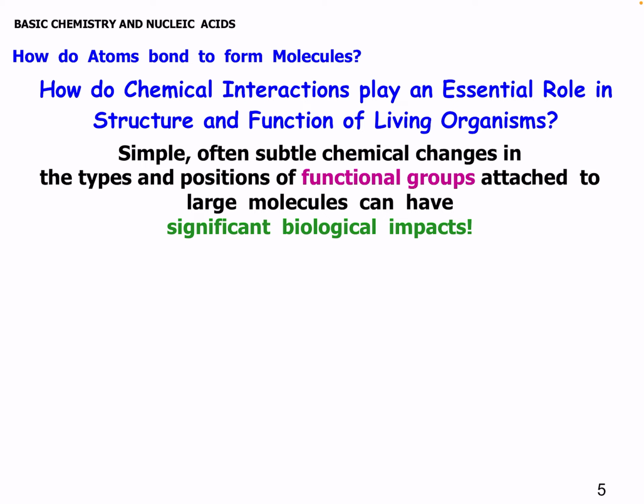So how do chemical interactions play an essential role in the structure and function of living organisms? Essentially, it's quite simple: often subtle chemical changes in the types and positions of functional groups attached to large molecules can have significant biological impacts. So small changes, even at an electron level, within a huge molecule, can make a big difference to its function, and can even make it not function. That's why even small mutations in certain genes, even though they only affect one little thing, can drastically change the effect of a molecule.